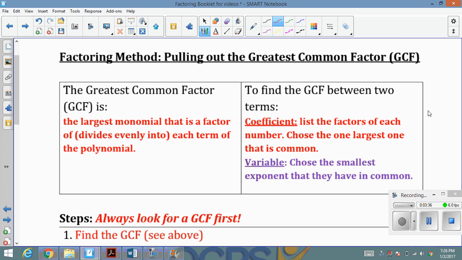To find your greatest common factor, first looking at your coefficients, so looking at the numbers, list the factors of each number, and choose the one that is largest that they have in common. For the variables that are common, you're going to choose the smallest exponents.